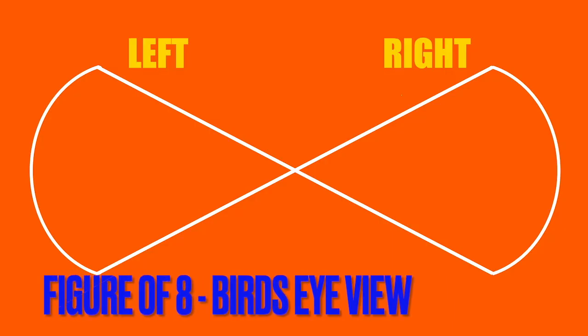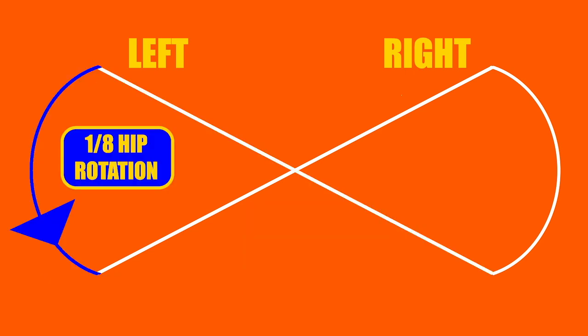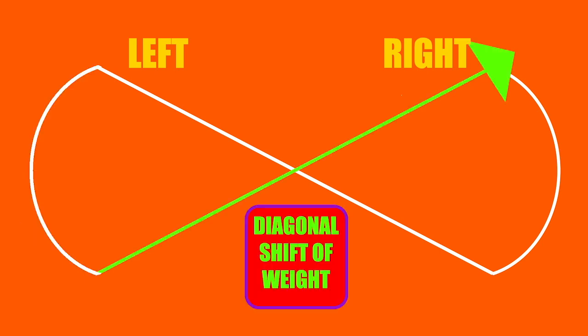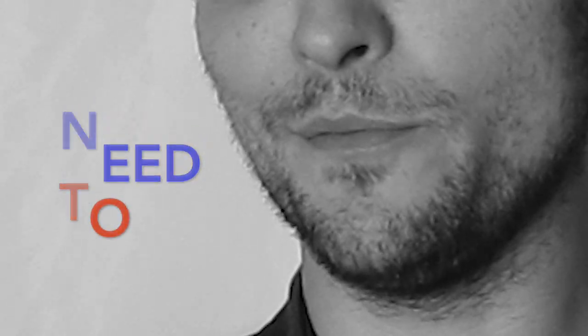As you can see from this bird's eye view of the figure of 8 movement pattern, we make a diagonal shift in a straight line, and then rotate the hip over the foot. We then shift the weight again by sending the hips diagonally to the next foot and rotate the hip over that next foot. You would then repeat this action as many times as you would want to.